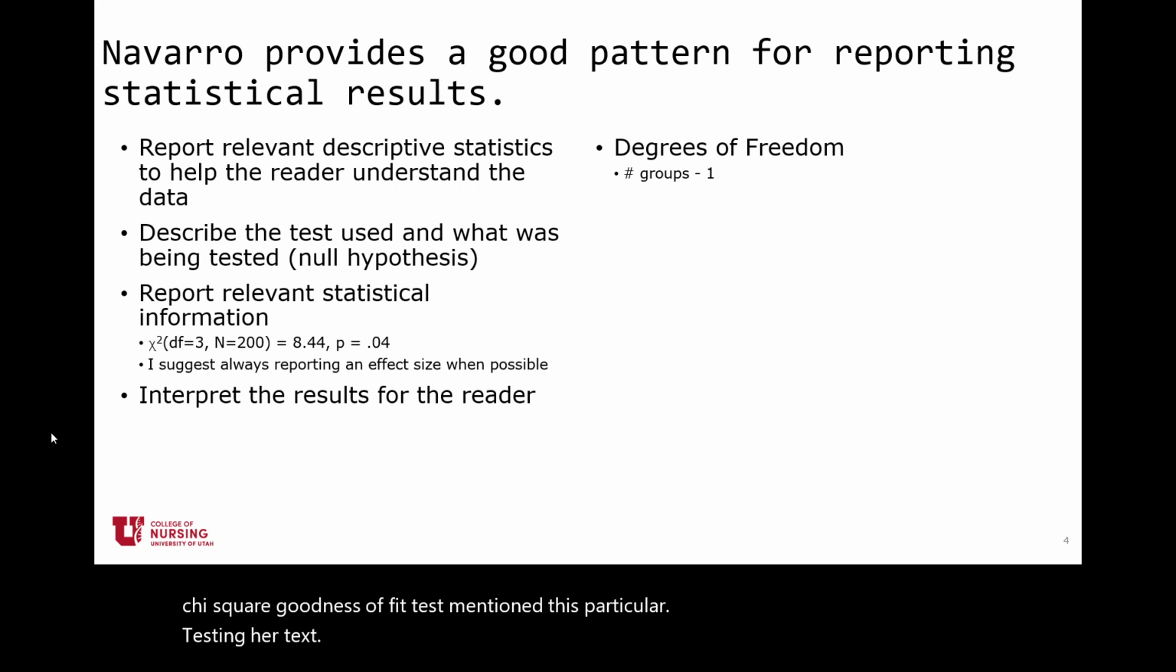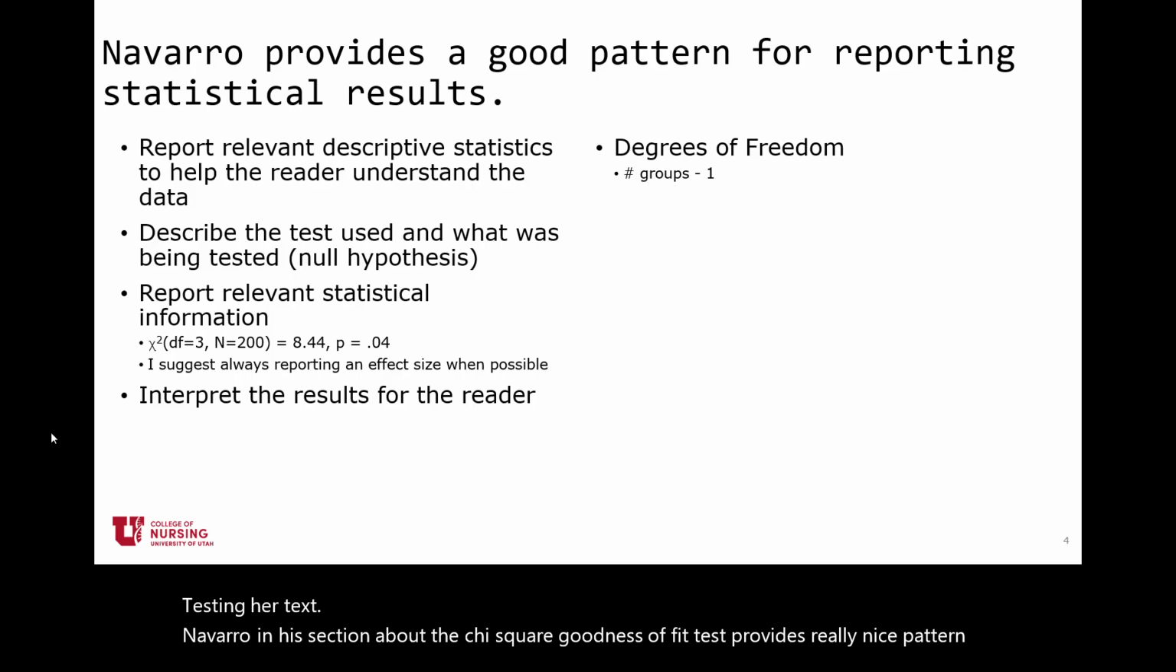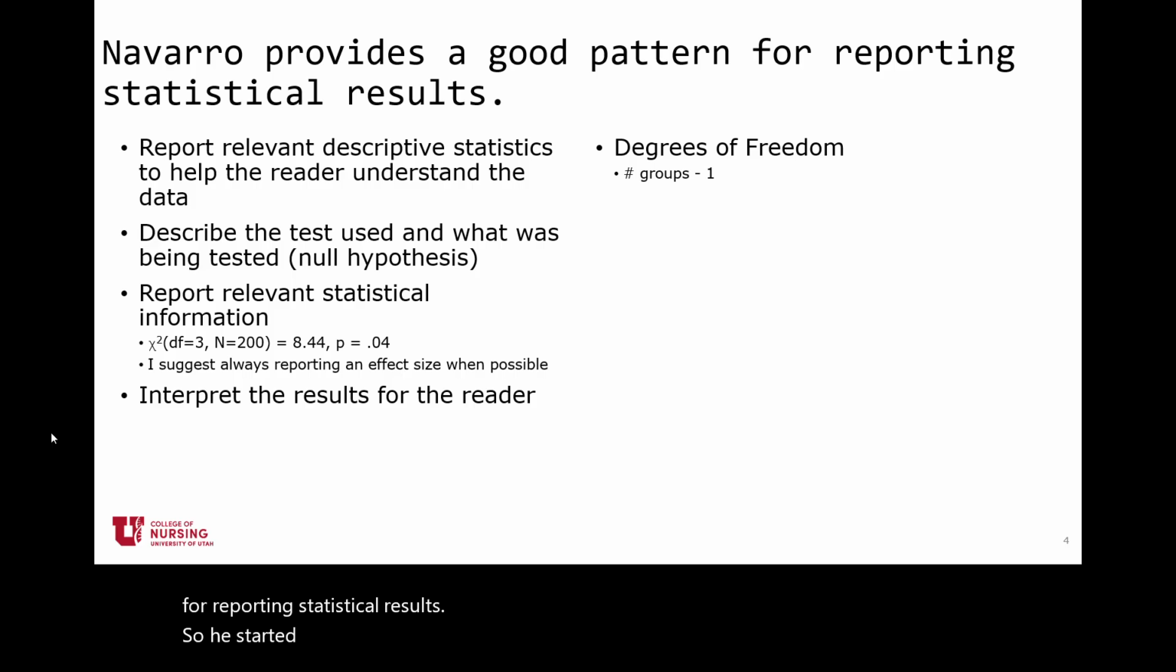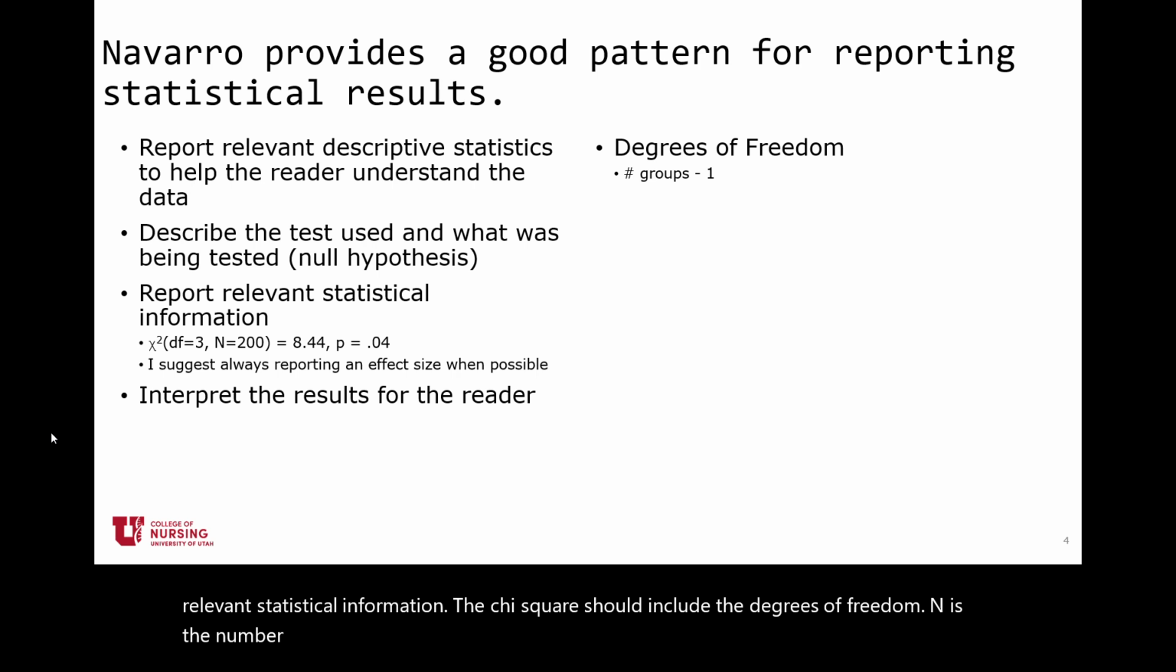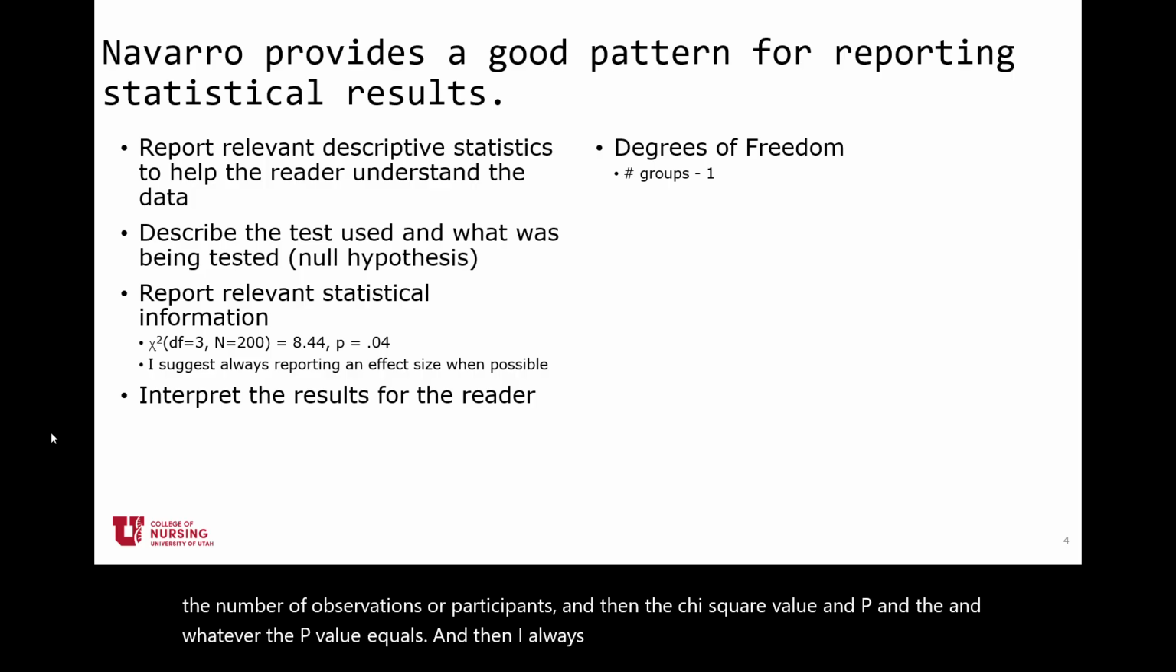Navarro, in his section about the chi-square goodness of fit test, provides a really nice pattern for reporting statistical results. He started out by reporting some relevant descriptive statistics to orient the reader to the data. He described the test used and what was being tested, the null hypothesis. He reported relevant statistical information. The chi-square should include the degrees of freedom. N is the number of observations or participants, and then the chi-square value, and p, and whatever the p value equals. And then I always suggest reporting an effect size when possible.